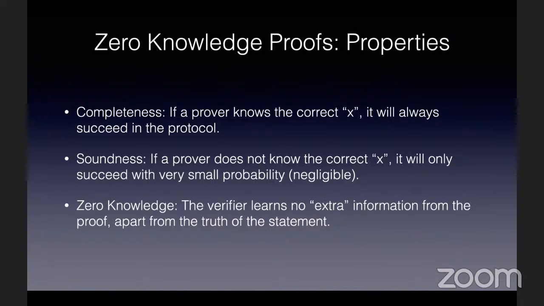And so that's the completeness property, that the correct prover will always succeed. Now there's the soundness property, which is sort of the reverse of the completeness. If the prover does not know the correct X, it will only succeed with very small probability.